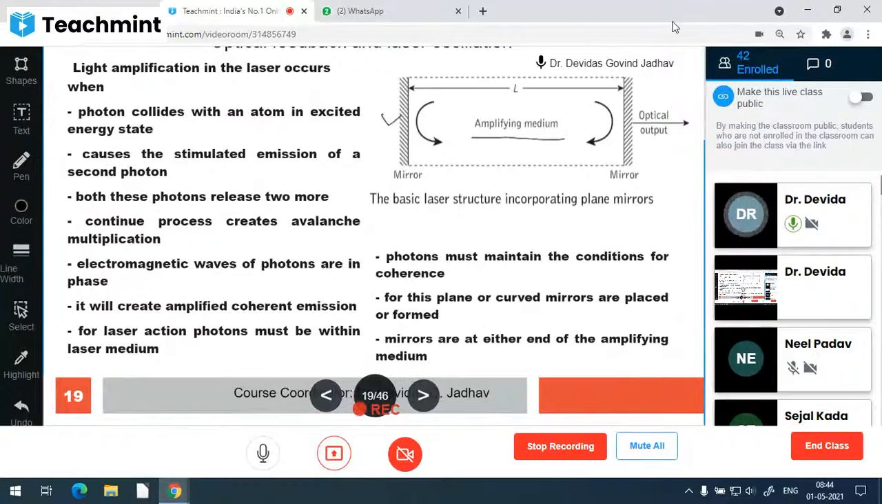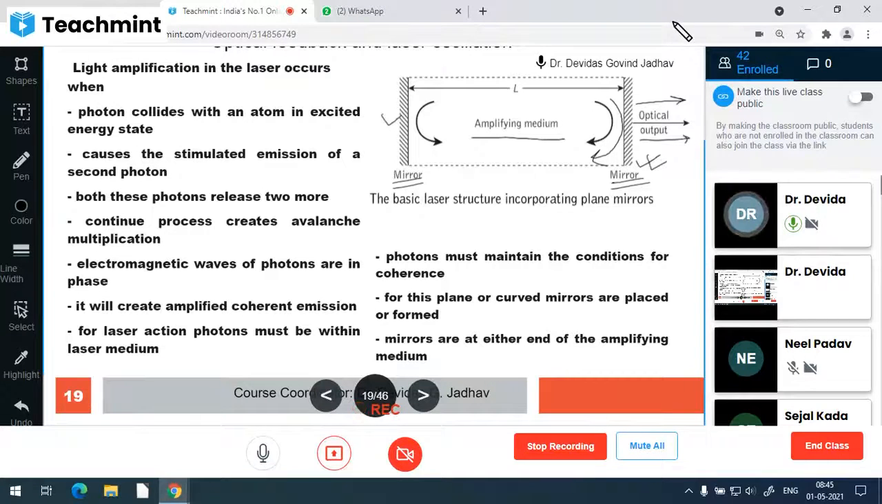On one side of the semiconductor crystal, a perfect mirror facet is connected or placed, and on the other side the other facet, which is semi-transparent or semi-reflecting, is placed. As it is semi-transparent, optical energy or photons can get emitted through it, and some of the photons get reflected back. So it is reflecting as well as emitting. Some portion it reflects back, some portion it emits.